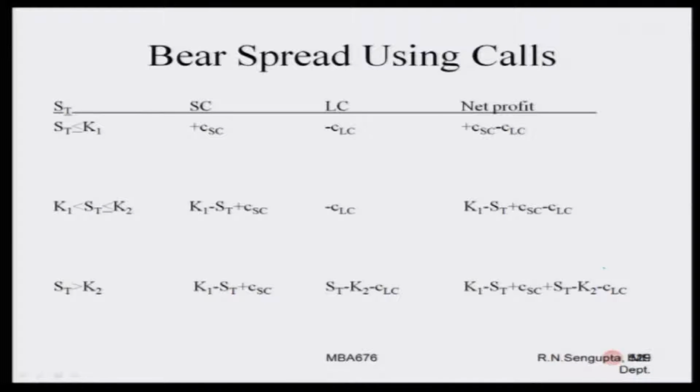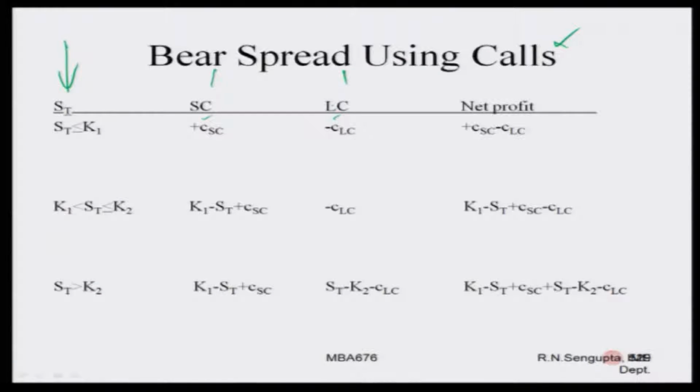Again, let us take the calls, again draw the diagram, where the first column is ST, different domains or different ranges of ST. The second and third are the short call and the long call. Here again, C is the prices, minus and plus, depending on whether you are giving or buying or somebody is buying from you. And LC and SC are the simple concept of long call and short call. Then, as ST is less than K1, ST is between K1 and K2, and ST is greater than K2, you will have different combinations of short call and long call.